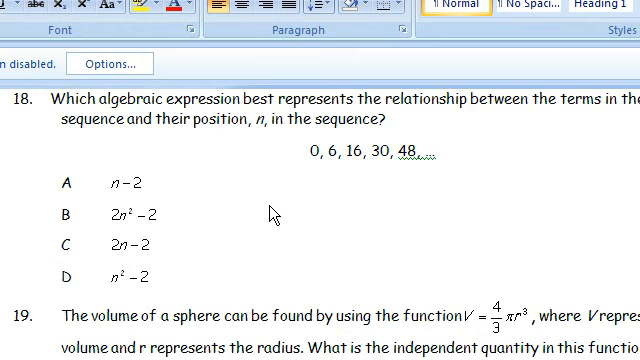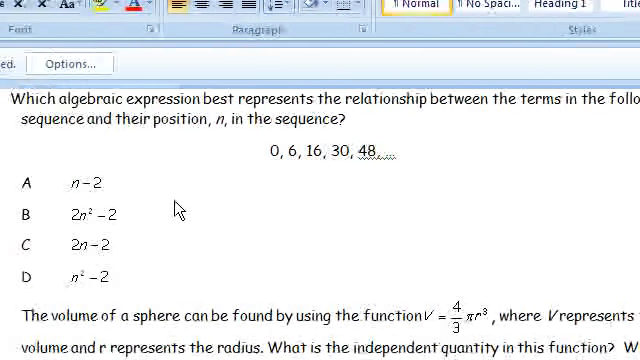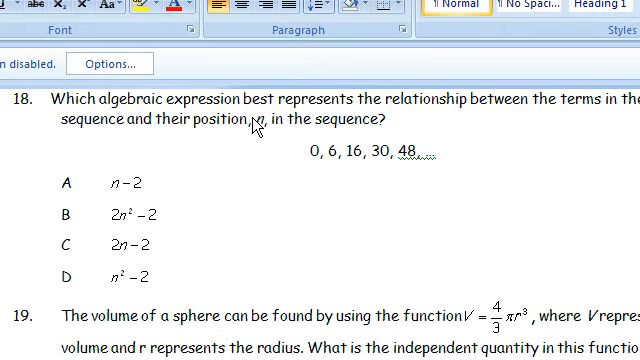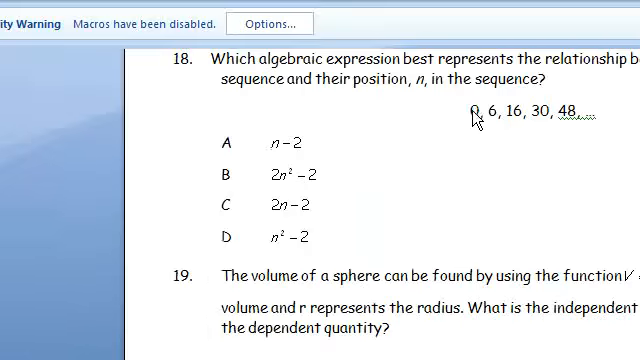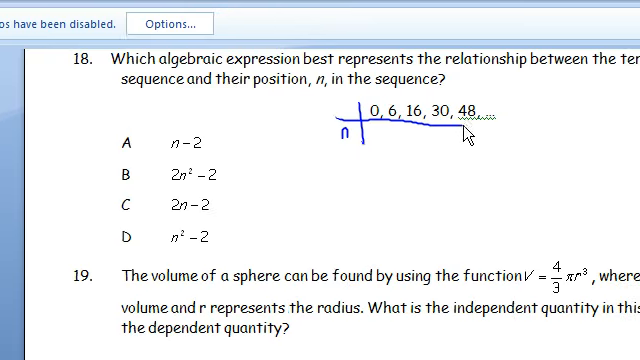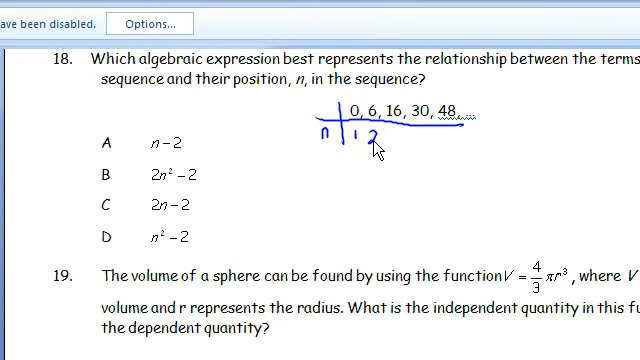Which algebraic expression best represents the relationship between the terms of the following sequence and their position n in the sequence? So here's the position n in the sequence right here. So position 1, 2, 3, 4, 5. So let's see which ones of these works. Let's start with our first one.